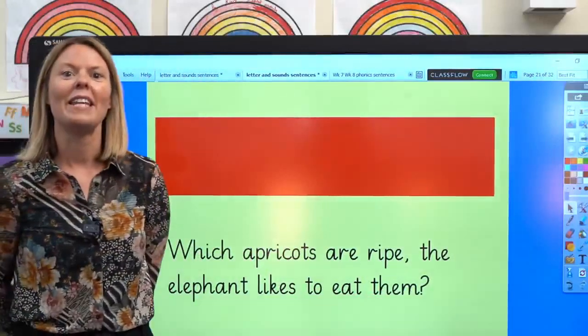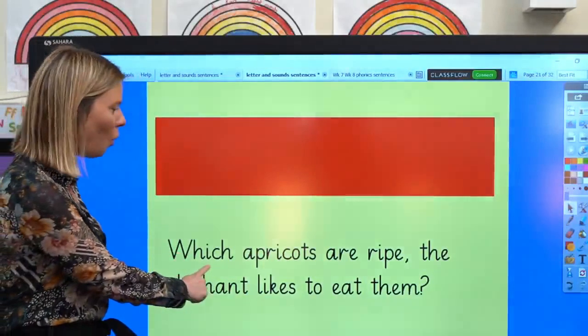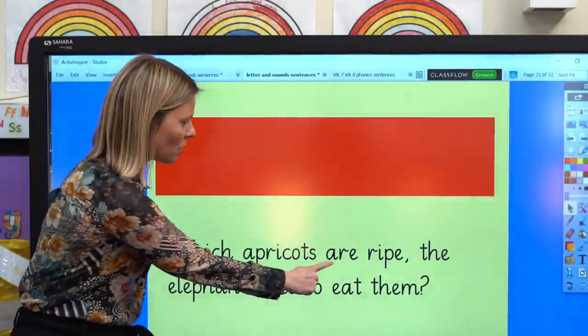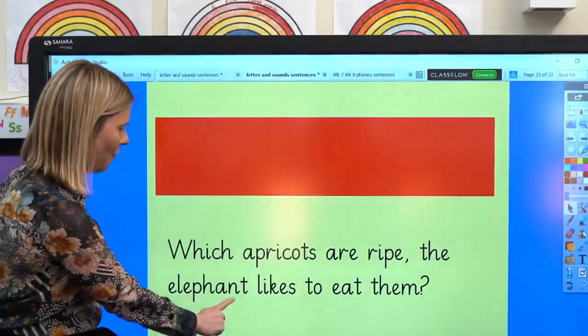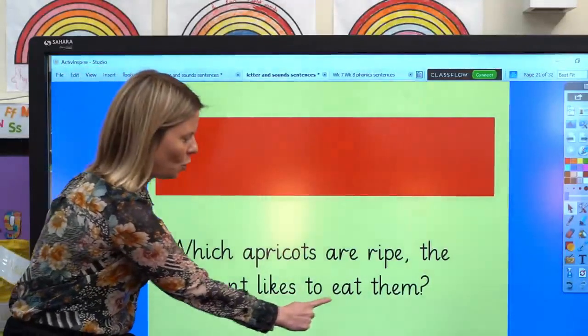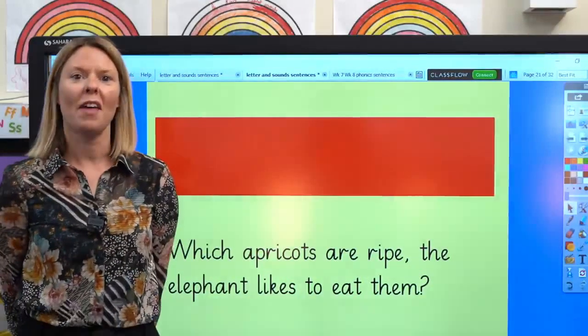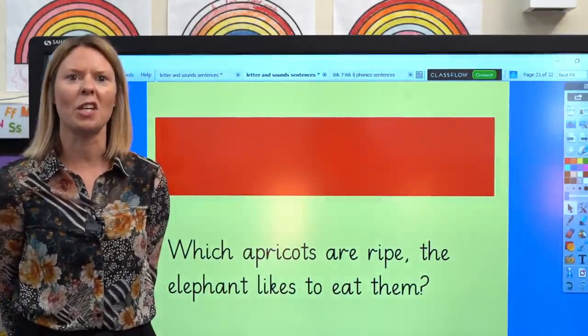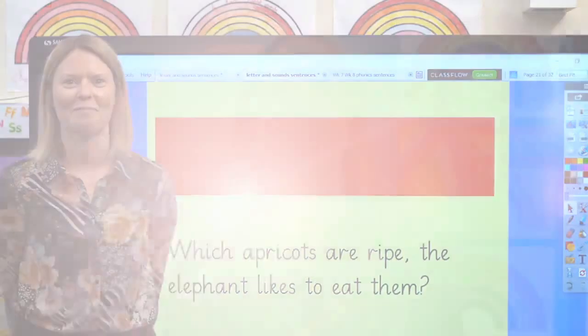Excellent reading. Now, let's read together. Which apricots are ripe that elephant likes to eat them? Elephants love fruit. They will travel for miles and miles to eat from trees full of fruit. It's a wonderful sight. Wow, let's finish by spelling some words, because if you can read a word, then you can have a go at spelling it.